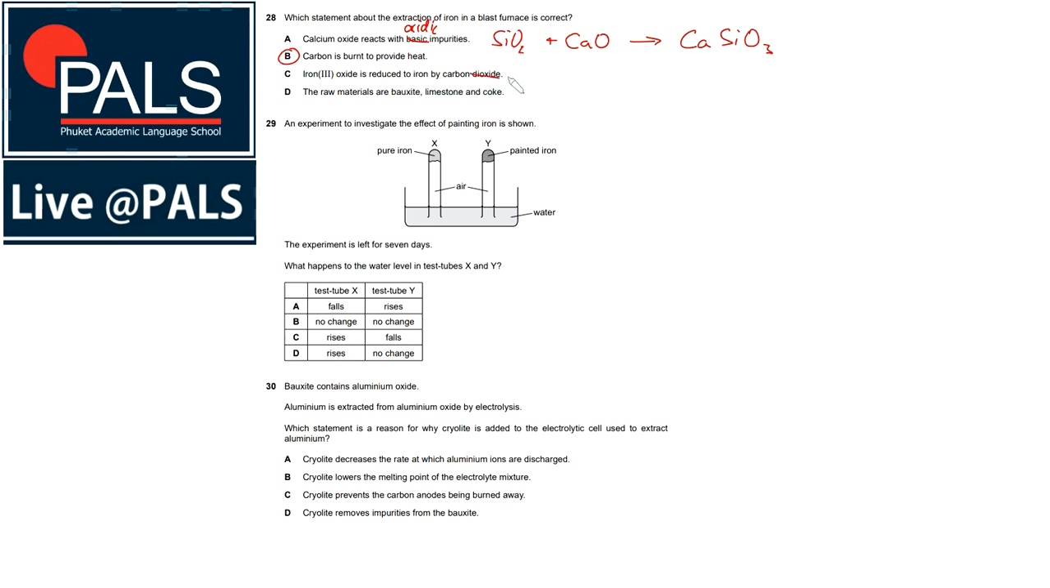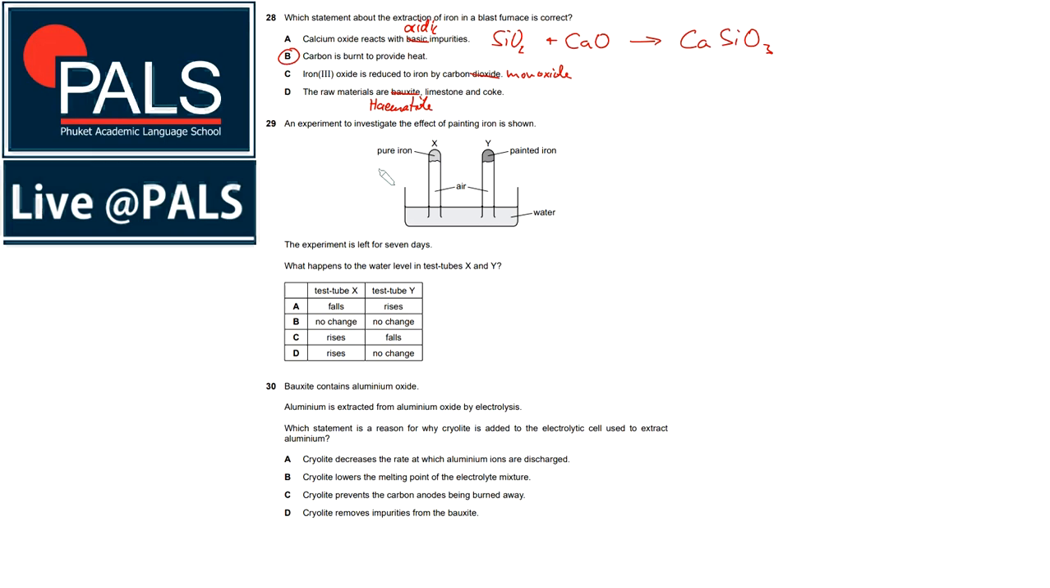Iron 3 oxide is reduced to iron by carbon dioxide. That is wrong because it is reduced by carbon monoxide, and carbon dioxide is a product of the reaction besides the iron that is produced. The raw materials are bauxite, limestone, and coke. So what's wrong here? The bauxite is wrong. Obviously, bauxite is aluminium oxide. We don't want aluminium oxide. We want iron oxide, and the name of iron 3 oxide is usually hematite. So that's why the other 3 are incorrect.